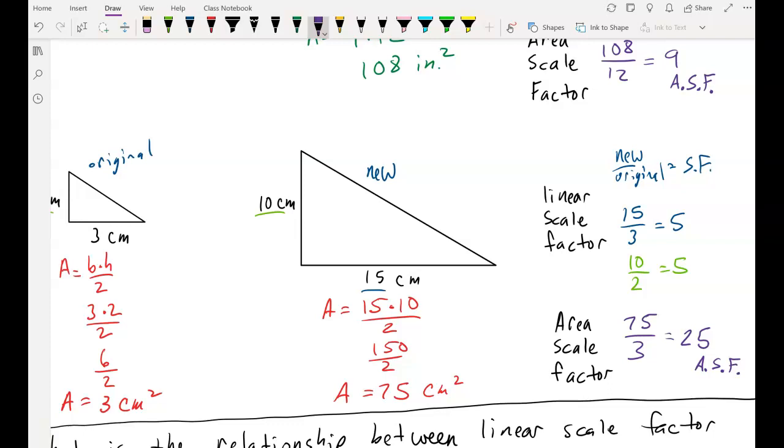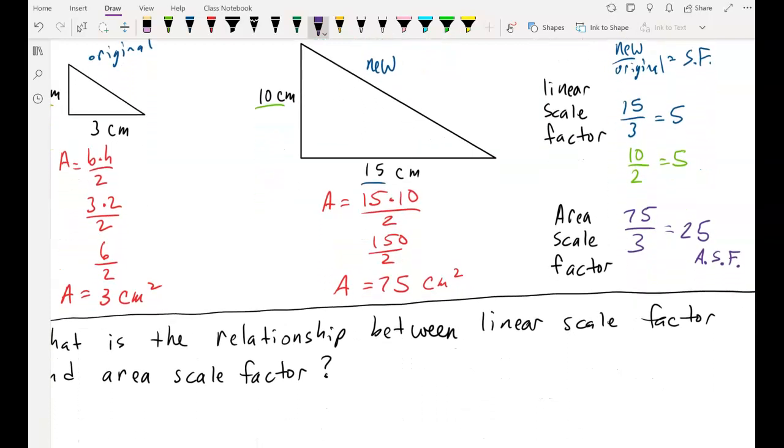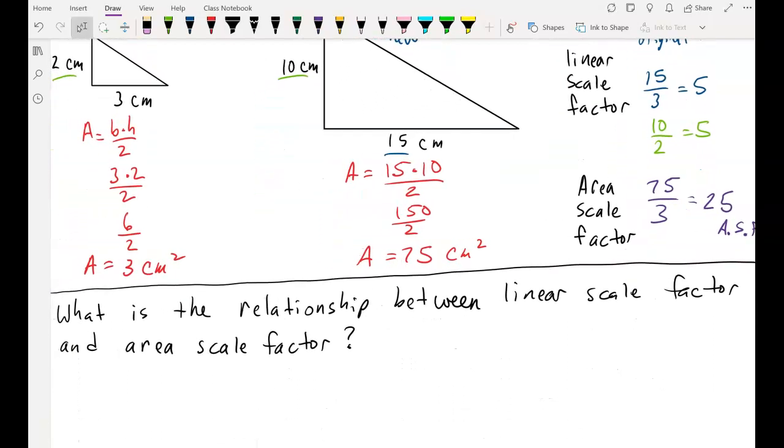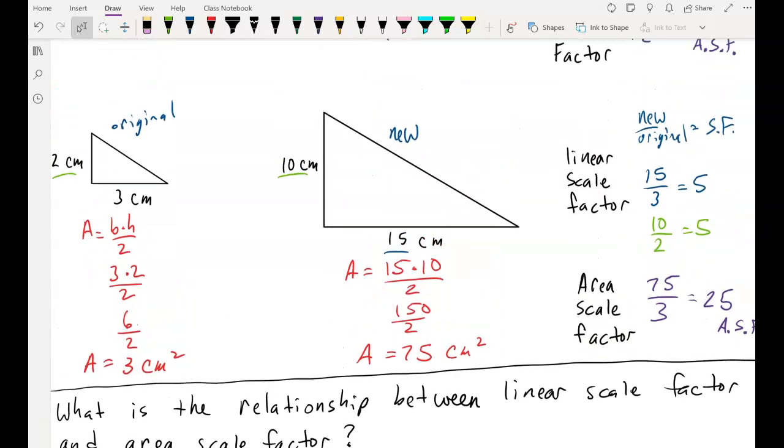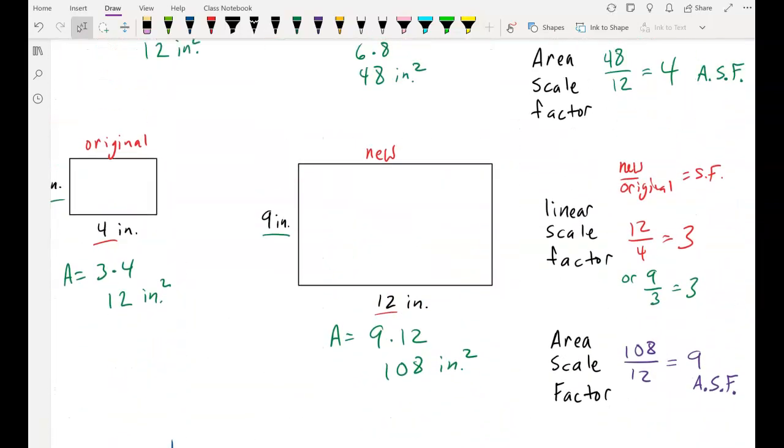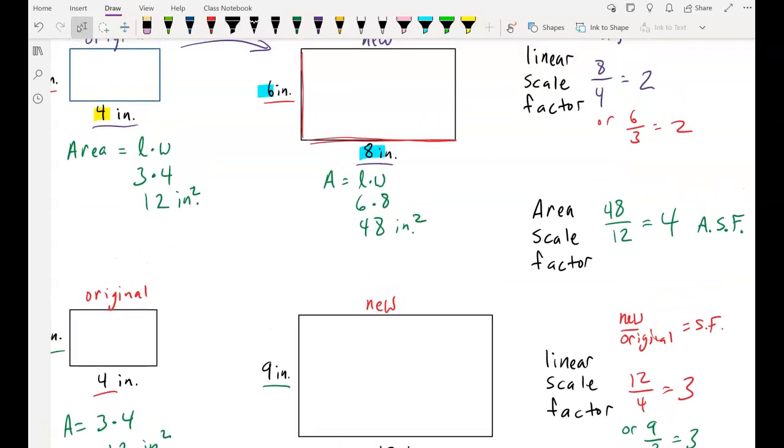Okay, so now we have found the linear scale factor of three different shapes when they change sizes, and we found the area scale factor. That's going to bring us to our next question. Make sure you write this question down in your notes. The question is, what is the relationship between a linear scale factor and area scale factor? Well, that's a great question. Let's go back and take a look at the three different scale factors that we've had, the linear versus the area scale factor.